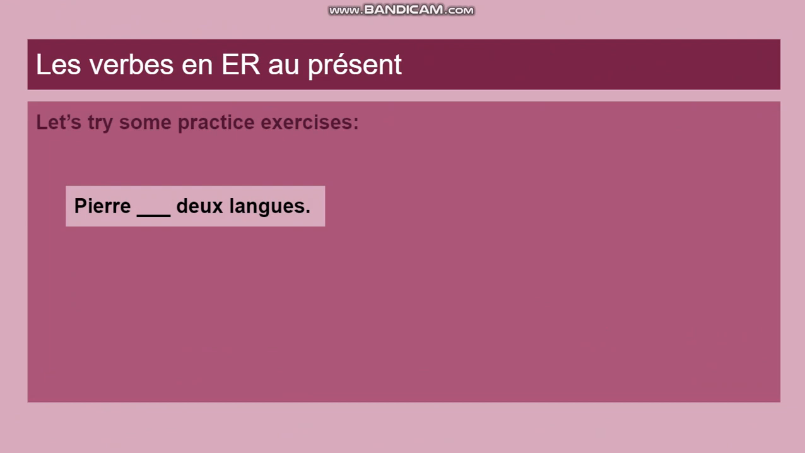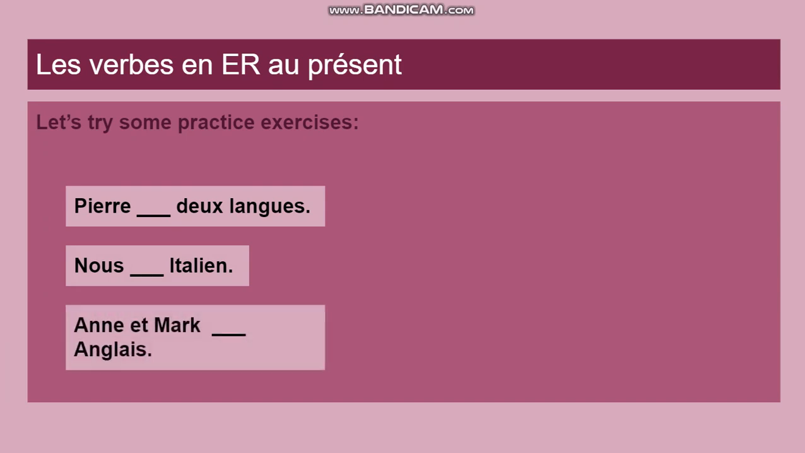We'll take three sentences. Pierre blank deux langues, nous blank italien, and Anne et Marc blank anglais. The verb we're going to use is parler. Take a few seconds to figure out what you would put in those blanks. You can pause the video here if you need to.